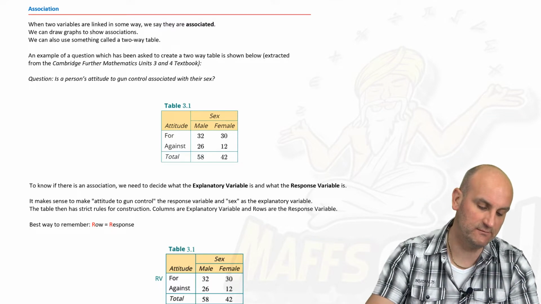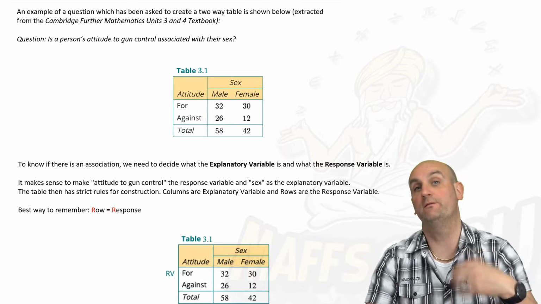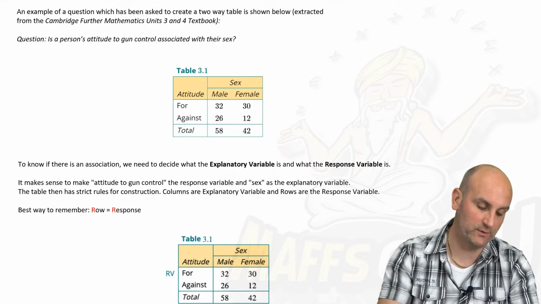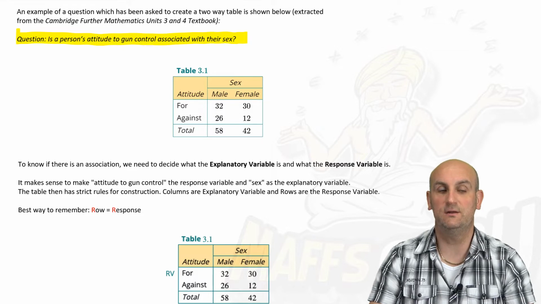What you'll notice here is an example from the Cambridge Further Maths Units 3 and 4 textbook, and they've given me permission to use all their examples. Thank you very much, Cambridge. We have here a simple question: is a person's attitude to gun control associated with their sex?